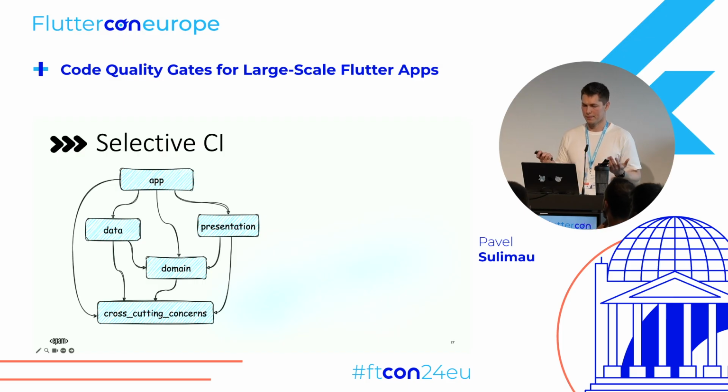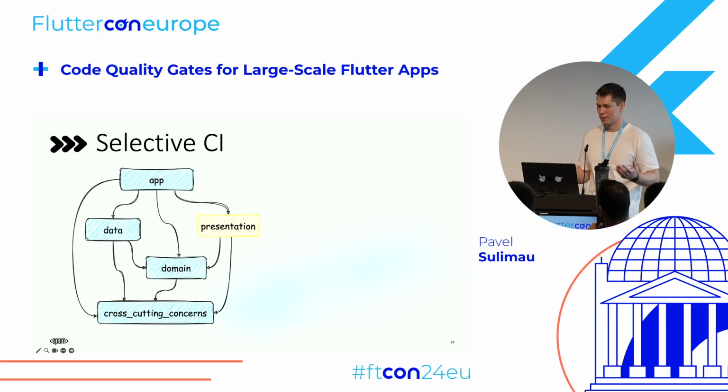What do I mean by that? Let's say you make a change in one of your PRs only on the presentation layer, like you are creating a new page, updating a widget, or changing an existing page. Then it doesn't make any sense to run all of your CI checks on the main package or on the data package, because they have no dependencies. You're just wasting your resources.